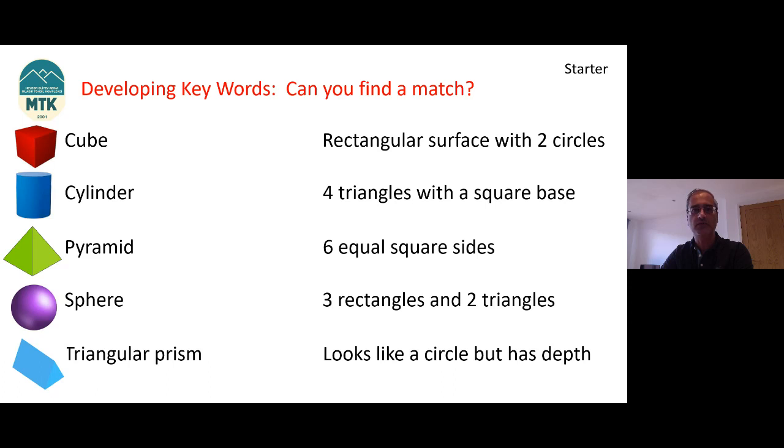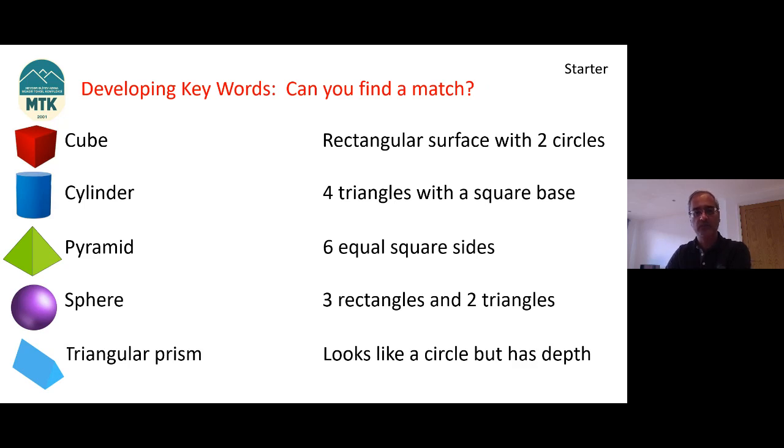All of our descriptions are on the right side of the screen. So here is the first one, a rectangular surface with two circles. So here's a description for one of the shapes on the left. 4 triangles with a square base. Here's another description. 6 equal square sides. 3 rectangles and 2 triangles. Ooh, this one looks like a circle, but it has depth. It's got mass. Okay, so here are all of our descriptions and properties that will match to our shapes that are on the left. So let's take a look at the first one.